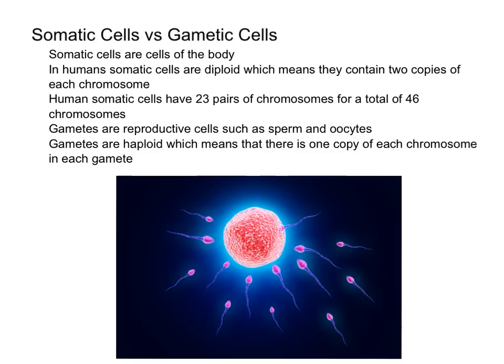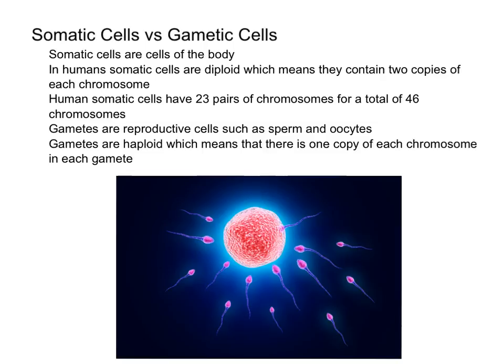Now that was it for somatic cells. Now let's talk about gametes or gametic cells. Gametic cells are haploid, which means they have half of the normal chromosome number. And so gametes have 23 chromosomes. Some examples of gametes are sperm and egg. And gametes are produced by meiosis, which is a topic that we covered in a previous video. If you're curious, you can look it up.